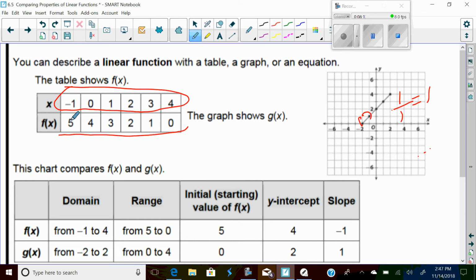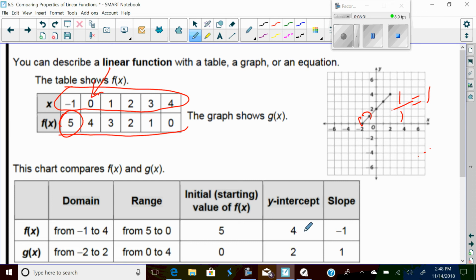All right, so your initial value, what's your value at the very beginning? Well, when I plug in the -1, I get 5 right here. And my y-intercept, what is this when x is 0? Well, x is 0 right here. And when x is 0, I get 4. So my y-intercept is 4.